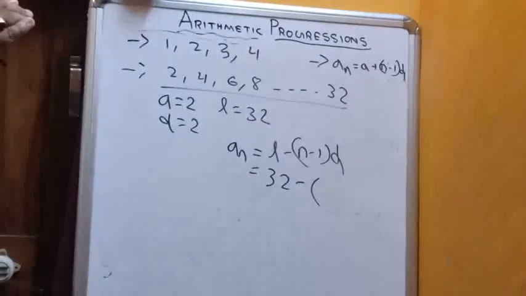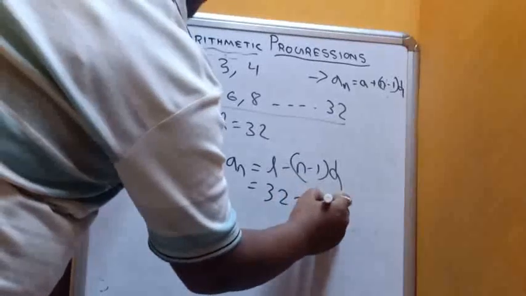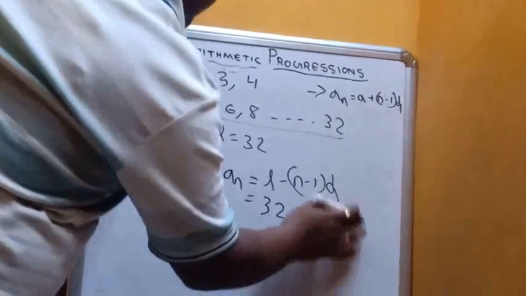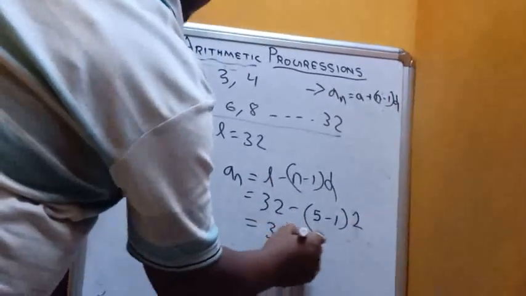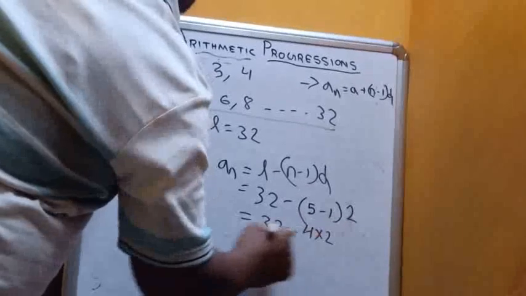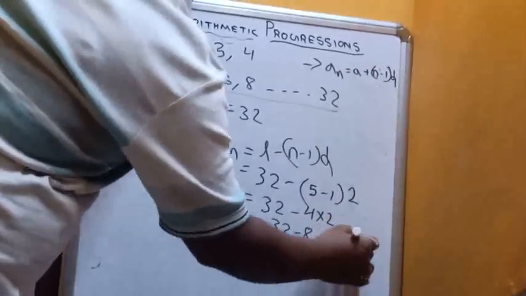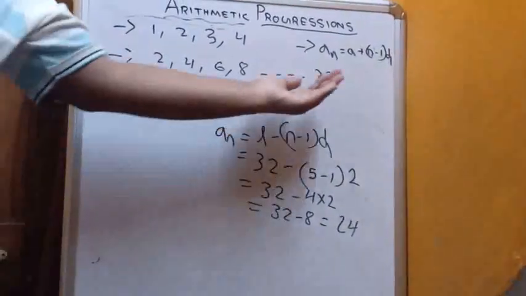Which term did I tell? Fifth term. So 5 minus 1, and d equals 2. So 32 minus 4 into 2, which is 32 minus 8, equal to 24. So this is the formula when he asks from the ending.